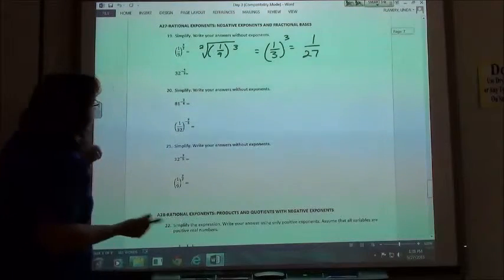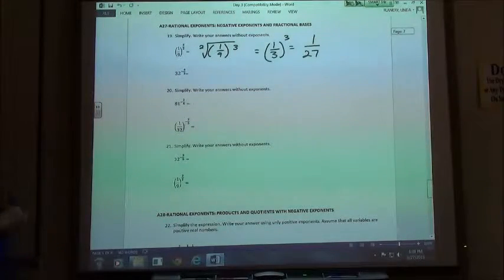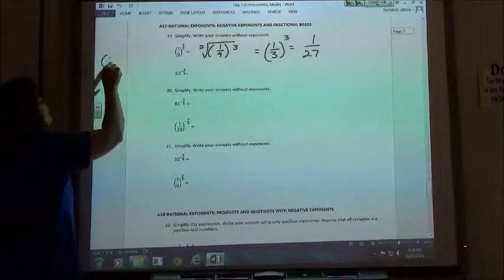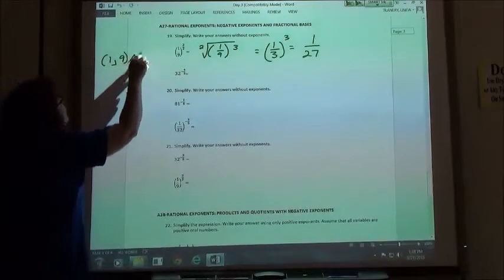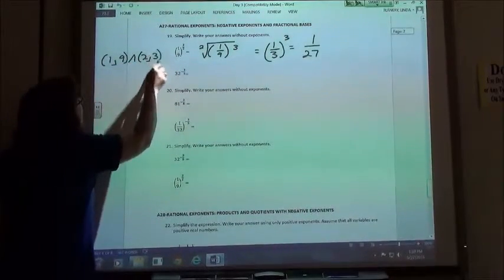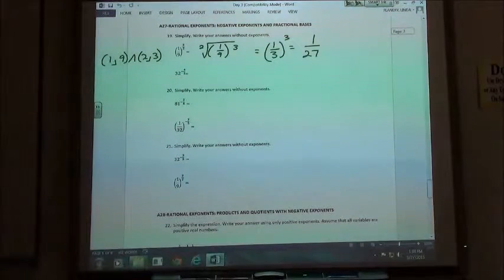If I'm doing that on my calculator, I have to be careful and use parentheses around the fraction. So I would do 1/9 to the 3/2 power and put both of those fractions in parentheses for the calculator to figure that out correctly.